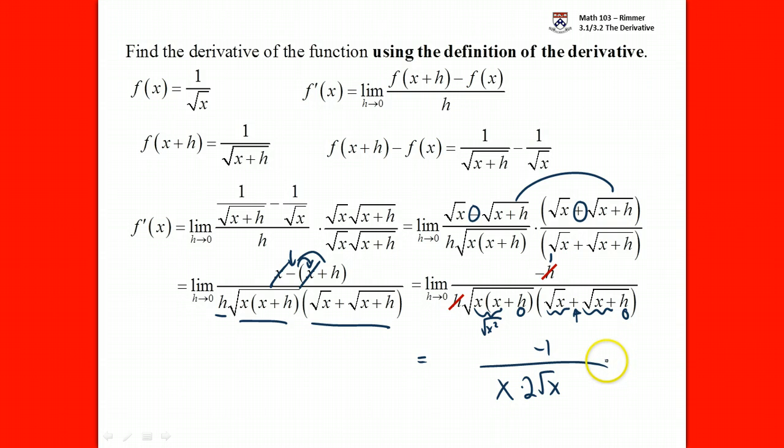Okay? And that should be enough, but we'll go ahead one more step and say, if I have root x and I multiply it by x, root x times an x, that's like having x to the 1 times x to the half, where I can add those together and call it x to the 3/2. And I have a 2 down here, and I have a negative 1 up there. That's the final version of the derivative.